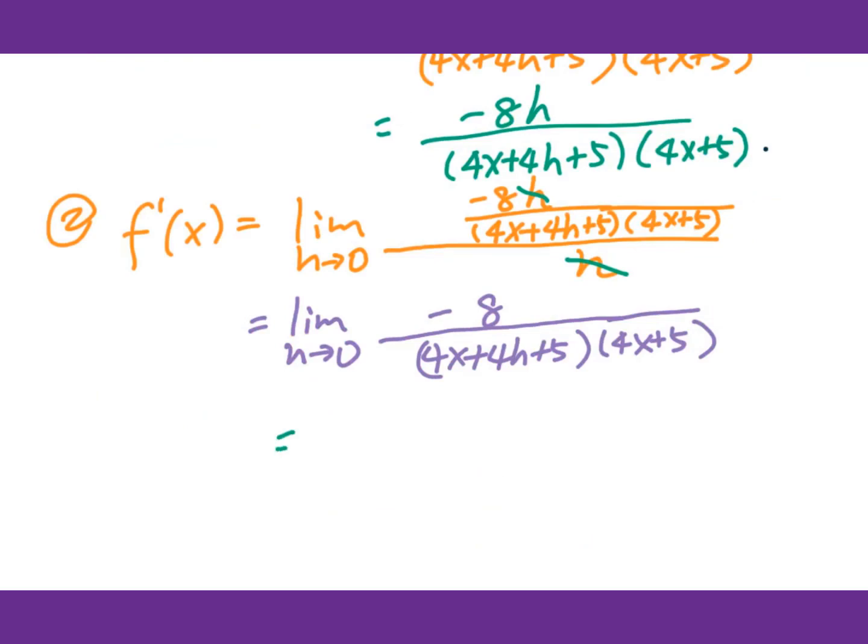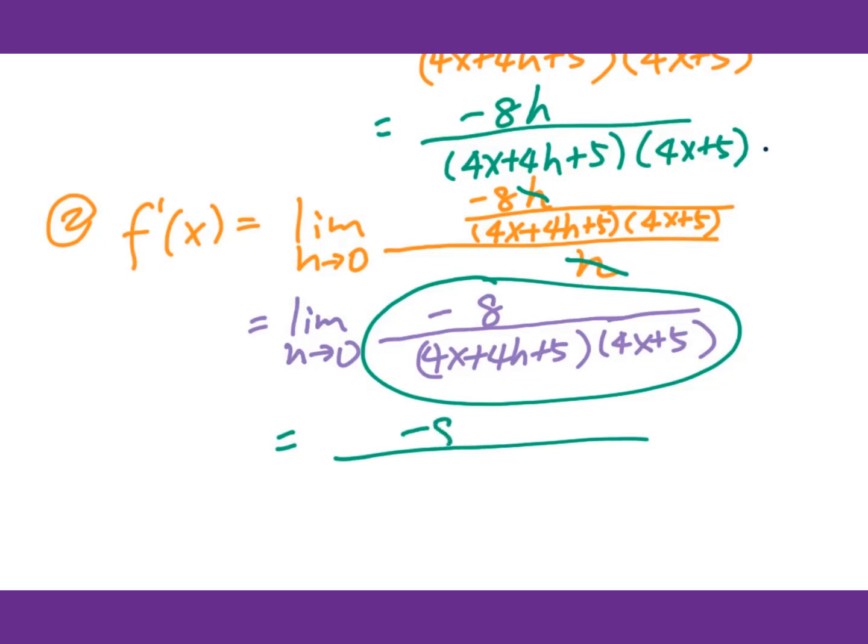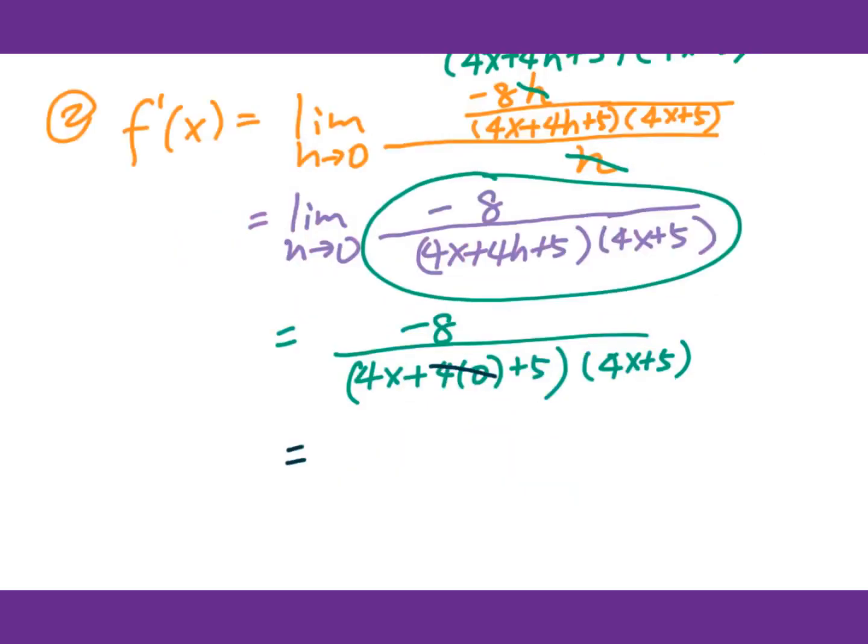This time, you can do direct substitution. Plug h equal to 0 into this expression. You will get negative 8 over (4x + 4 times 0 + 5), then (4x + 5). The h term is gone. So you get negative 8 over (4x + 5) times (4x + 5). You get (4x + 5) squared. This is the derivative for this rational function.